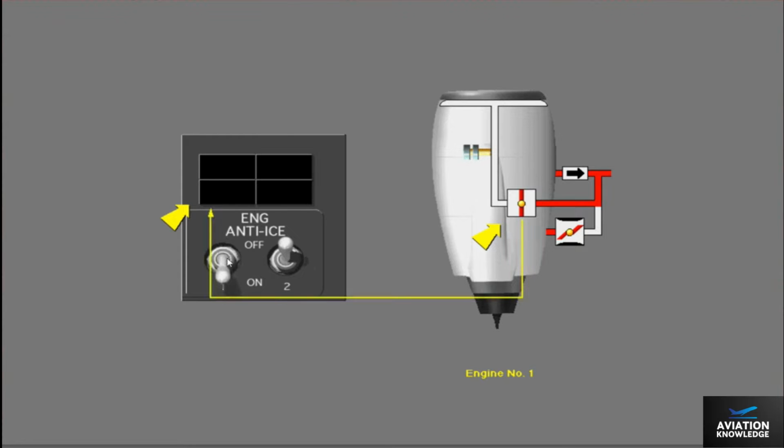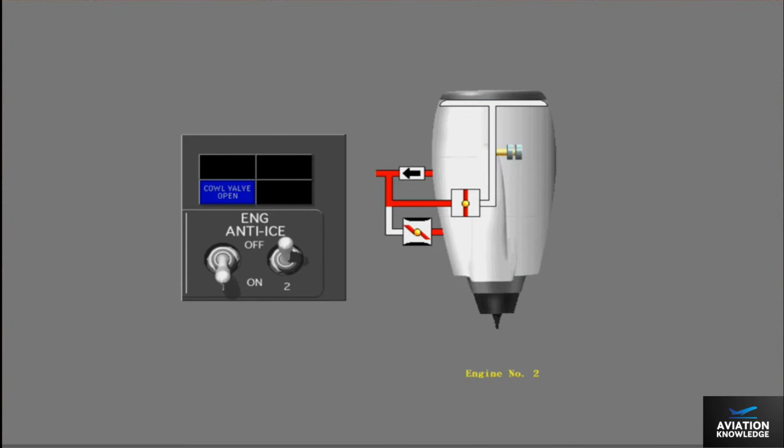The cowl valve open light shows the position of the engine cowl anti-ice valve. The light is extinguished when the valve is closed. The light is bright when the valve is in transit or there is a disagreement between the valve and switch position. The light is dim when the valve is open. Turn on engine number 2 anti-ice. Look at the engine cowl anti-ice valve and the cowl valve open light.